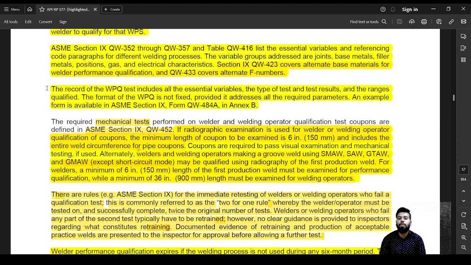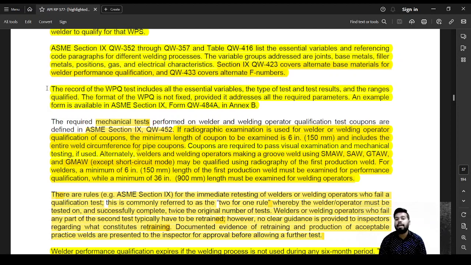The record of the WPQ test includes all the essential variables and the type of test and the test results. The range is qualified. The format of the WPQ is not fixed, provided it addresses all the required parameters. An example of the form is given in ASME Section 9 QW484A.